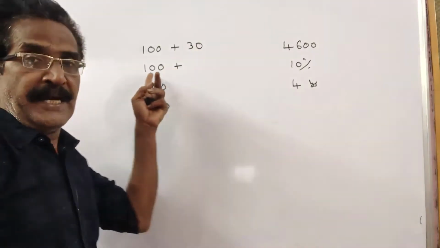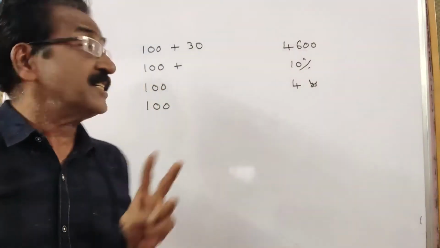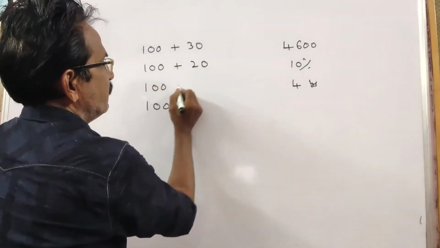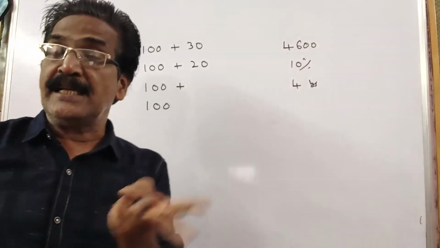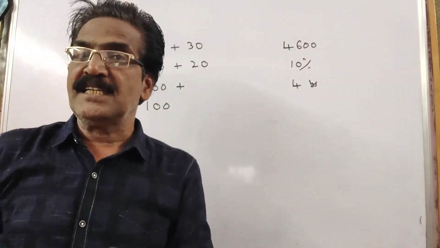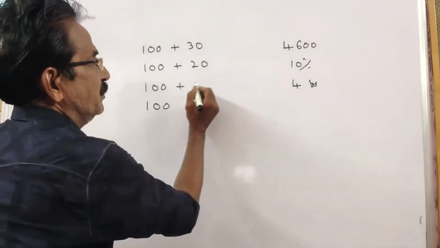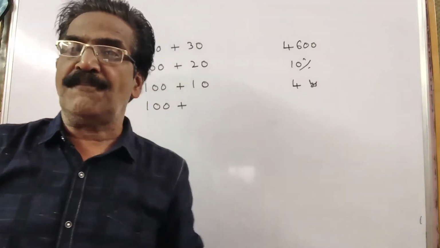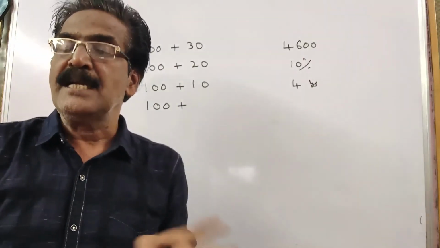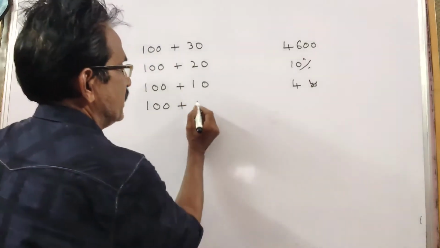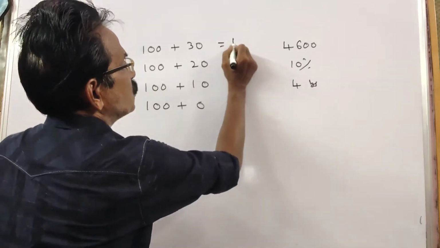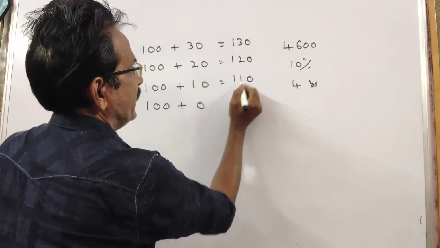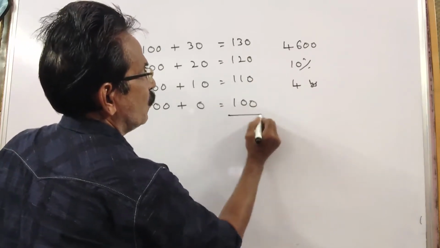The installment you pay at the end of the second year will fetch interest for 2 years. So 2 times 10, 20. The installment you pay at the end of the third year will fetch interest for only 1 year. 1 into 10, 10. And the installment you pay at the end of 4 years, that is the final installment, will fetch no interest, that is 0. So the total amount comes to 130, 120, 110 and 100. This is the total amount due.